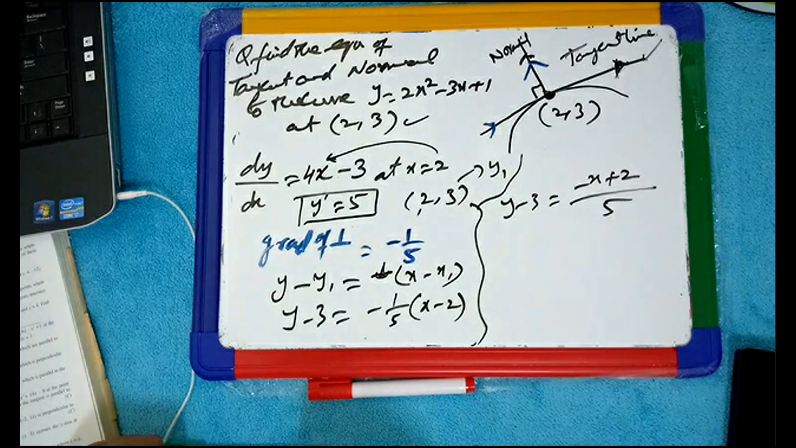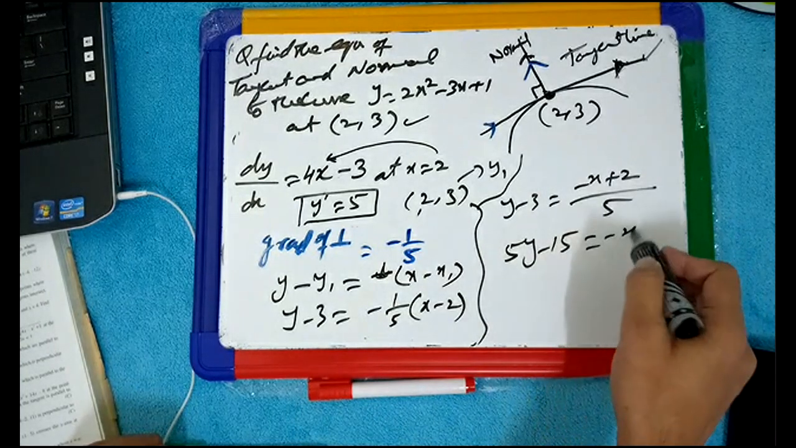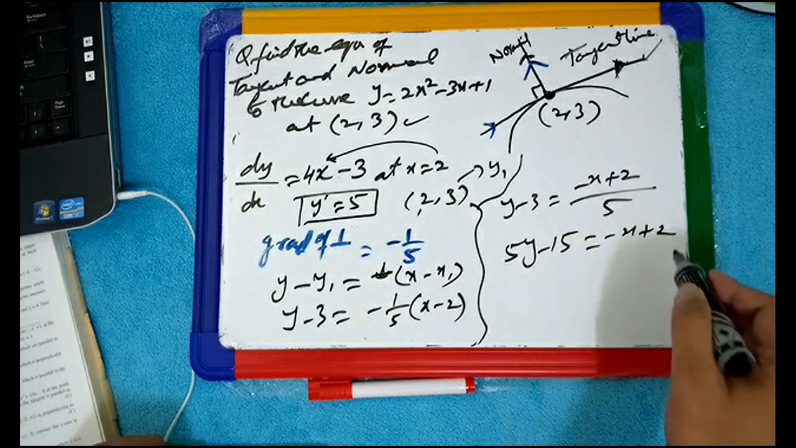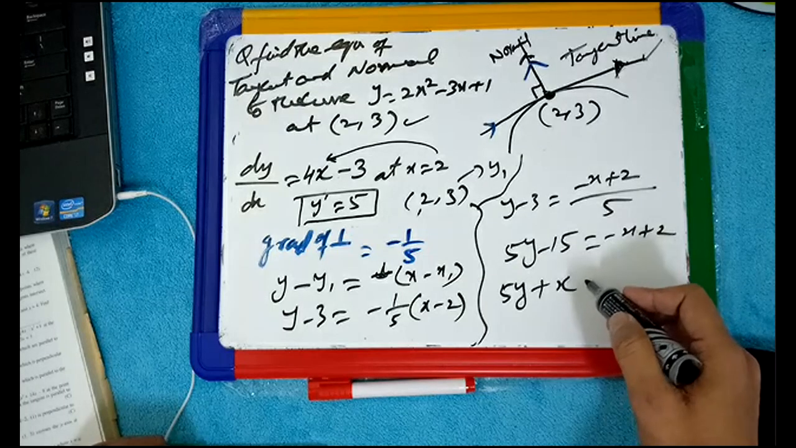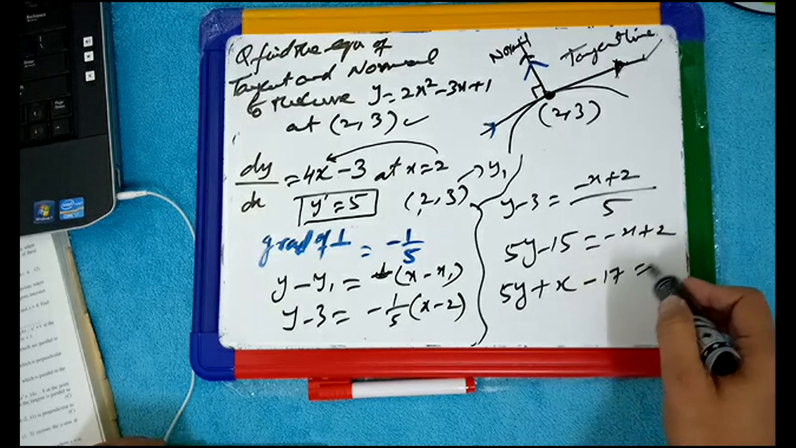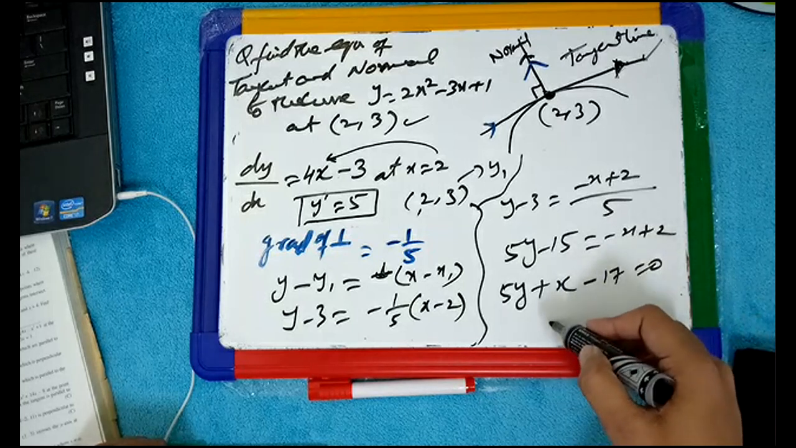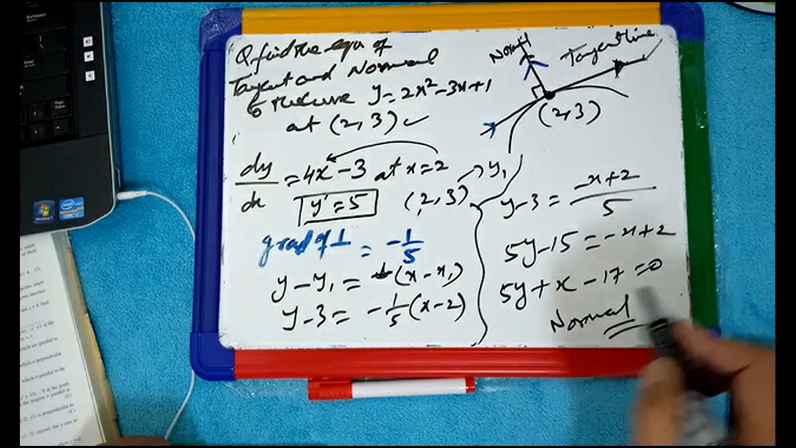Now 5 moves over here: 5y minus 15 equal to minus x plus 2. Now move these both things over here: 5y plus x, and this one will become minus 17 equal to 0. This is the tangent and normal equation. You learned this one, yes, the normal equation you learned.